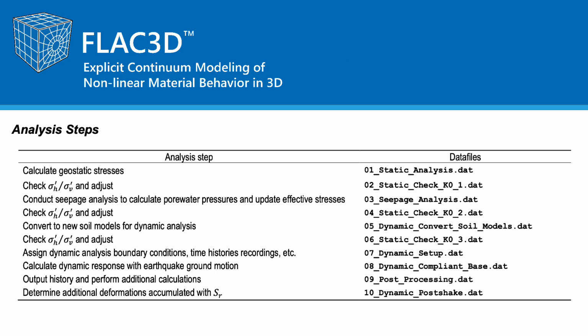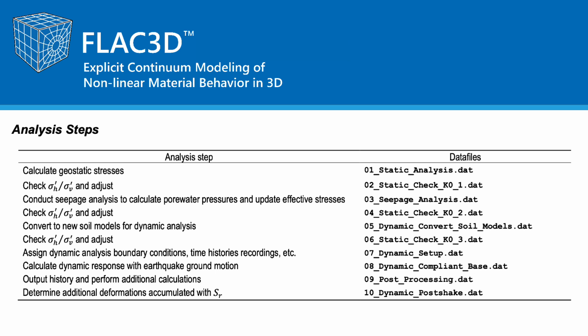In this data file, a seepage analysis is conducted to determine the pore water pressures, and then the effective stresses are updated with the reservoir surcharge and newly calculated pore water pressures. Next, in the fourth analysis, the ratio of the horizontal to vertical effective stress is checked once again, and adjustments are attempted if unrealistic values are found.